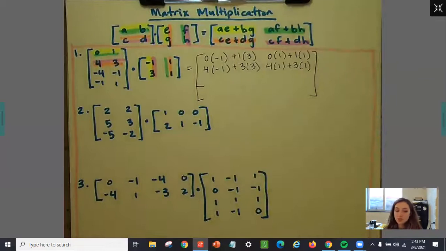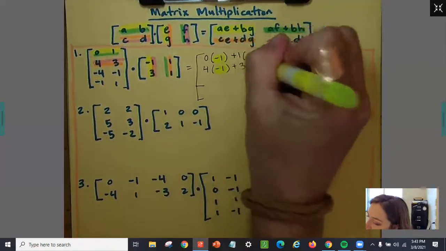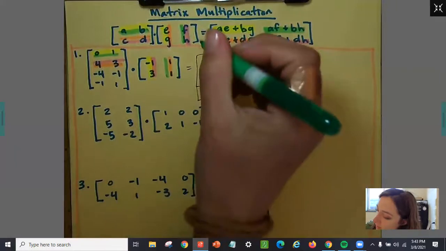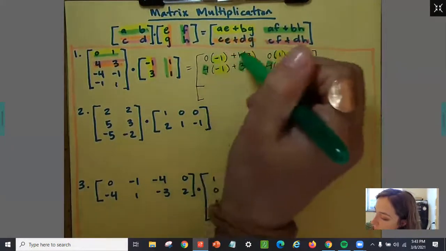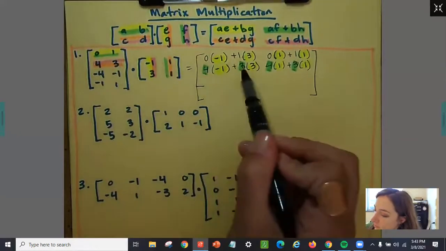And what you're going to notice is this pattern here. All of these things are going to be the same as you go down, and as you go down, all of these things are going to be the same going across. So we have 4, 3, 4, 3, and 0, 1, 0, 1. Using this pattern, we're going to fill out the rest of our table. So we had 4, 3, and 4, 3, 4, 3.